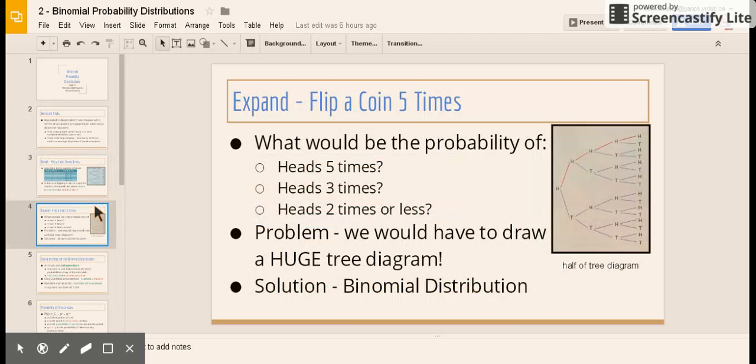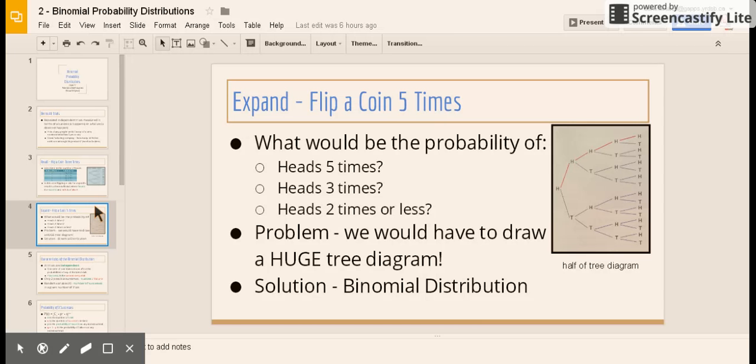So if I were to expand this, flipping a coin 5 times, and if I want to find the probability of heads 5 times, or getting heads 3 times, or getting heads 2 times or less, well, this is a pretty big tree diagram. On the right here, you can just see half of the tree diagram, okay? So what if I wanted to flip a coin 10 times? I don't even want to think about drawing that tree out. It would be massive, all right? So there is a solution to this problem.